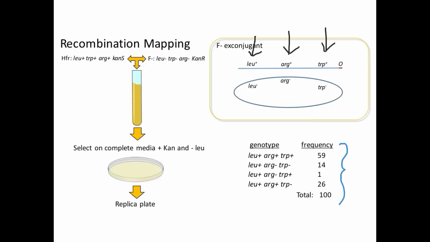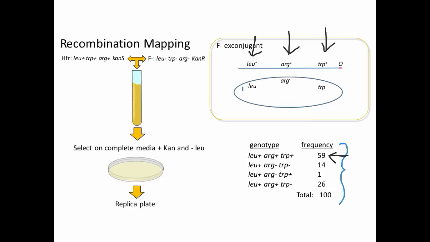We can then take that information along with the genotype frequencies to map the genes by counting the frequency of crossover between the two intervals, or between genes. So if we look at this first genotype, where it's Lu plus, Arg plus, Trp plus, since we already know the order of the genes, we can say that the only way F- recipient cells would have this genotype is if there is a crossover.